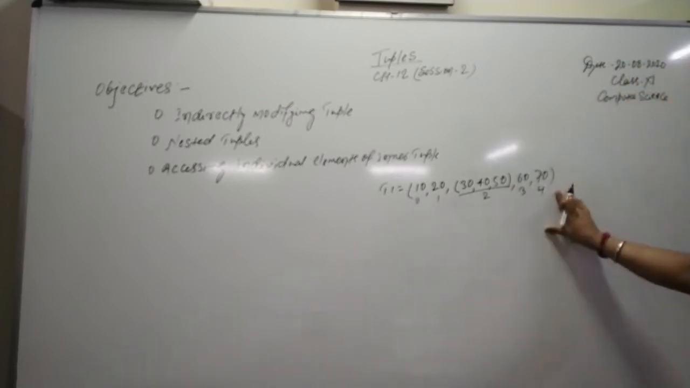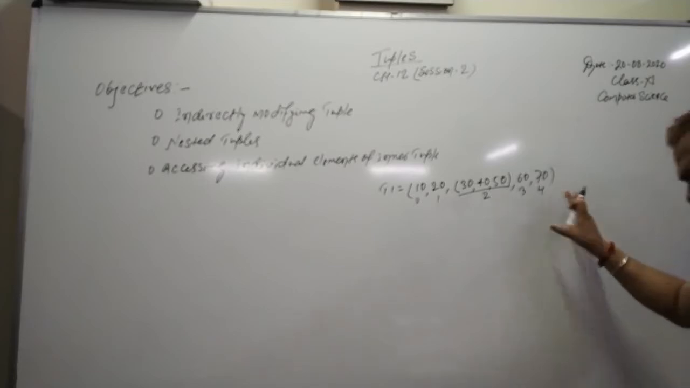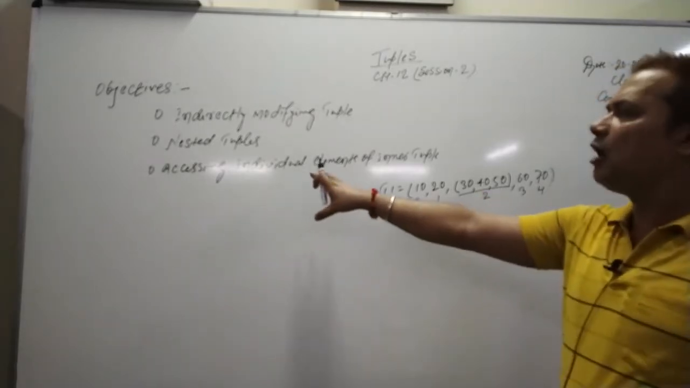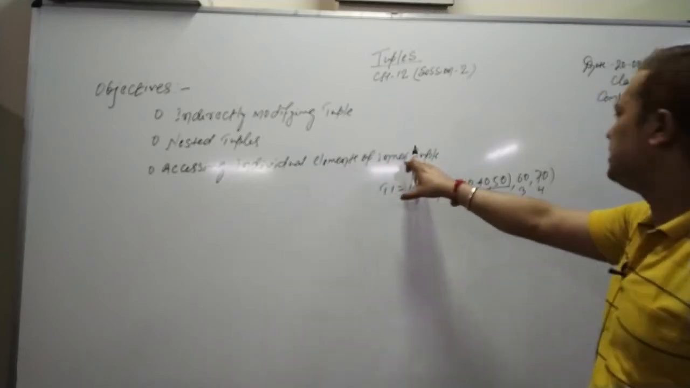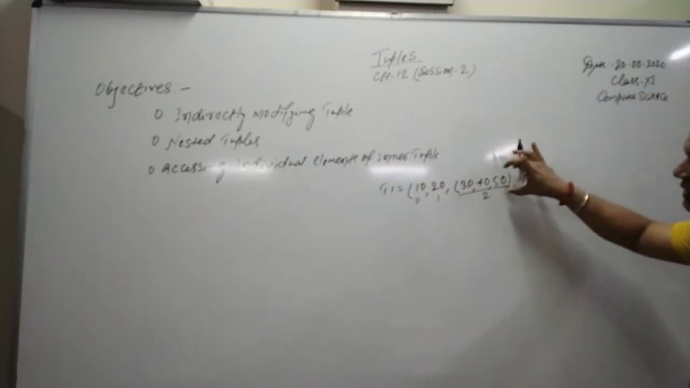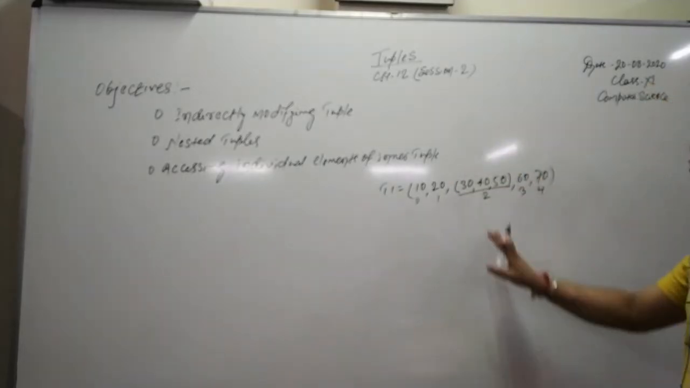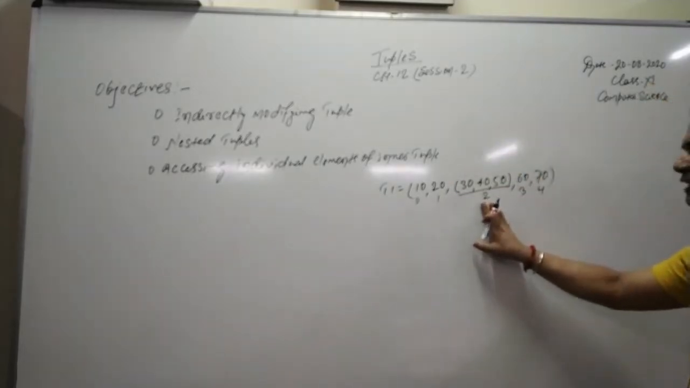These are the different index positions of the nested tuple. Now, to refer to an inner element, today's objective is how to access an individual element of an inner tuple. Here, inner tuple means the tuple inside a tuple, as a nested one. So 30, 40, 50 is an inner tuple here.